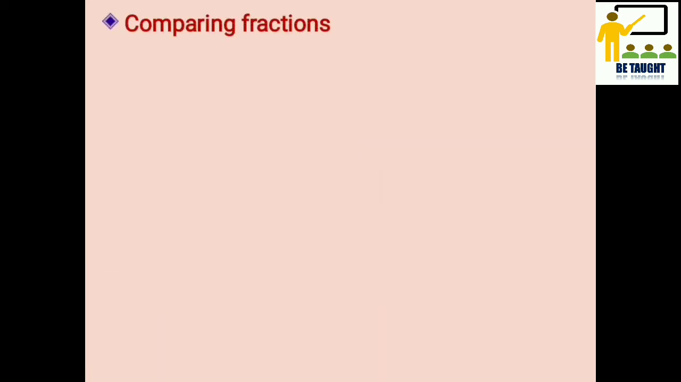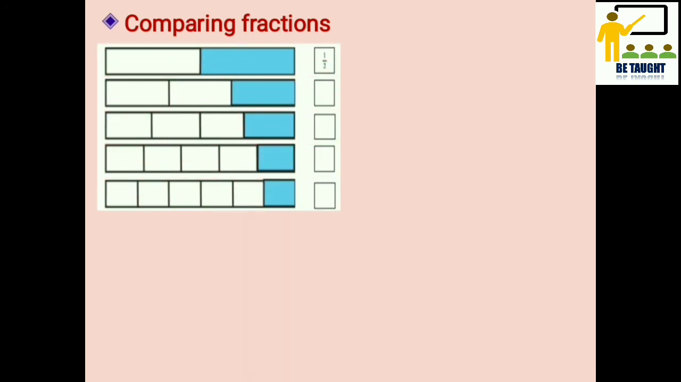Now we shall learn about comparing fractions. In the picture given below, each of the strips of equal length has some shaded part. Write the fractions shown by the shaded part of each strip in the box next to it. So the first one is done for you, it's half. The second one is 1 upon 3. The third one is 1 upon 4. The next one is 1 upon 5 and the last one is 1 upon 6.